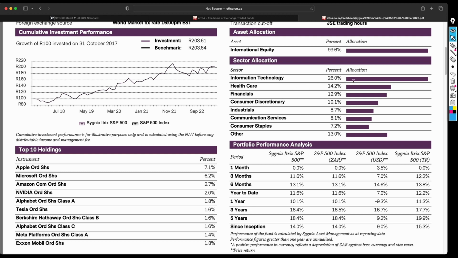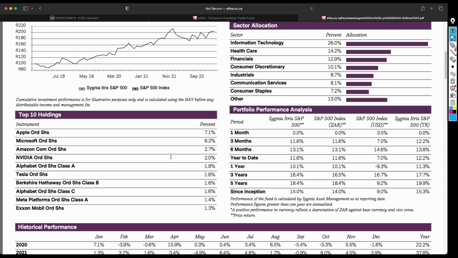We can see it has about 26% in IT, healthcare, financials, and then there's about 13% which includes other sectors. If you look at the holdings, remember this is an American ETF. You can see there are companies such as Apple, Microsoft, Amazon, Nvidia, Alphabet, Tesla, Berkshire, and then there's Meta Platforms.